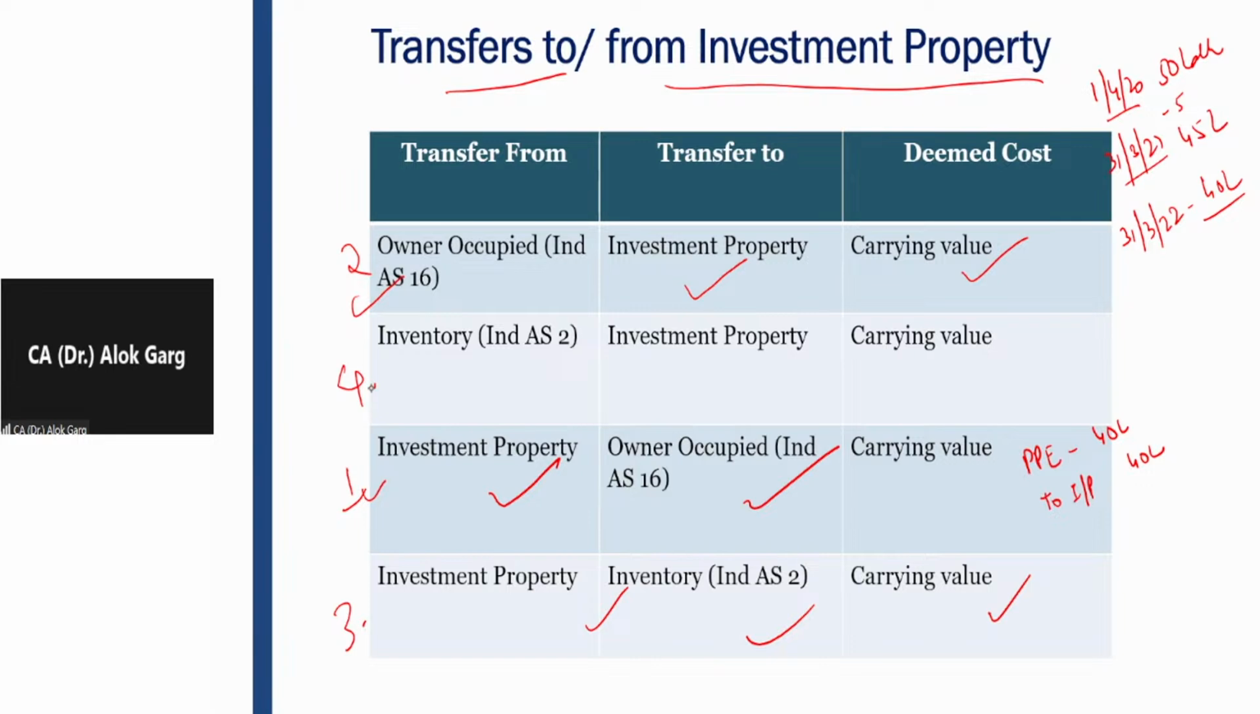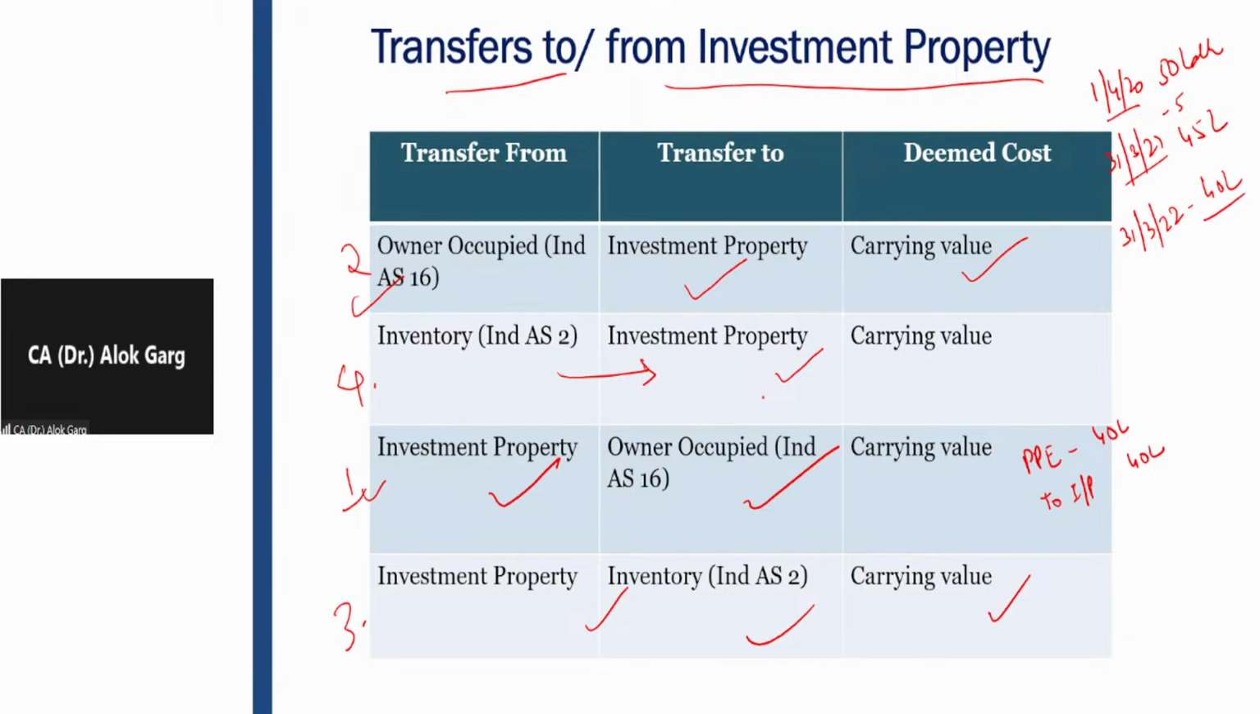Okay. So guys, earlier it was an inventory. Now when you are saying that I want to hold it for long-term purposes, or keep this asset for earning rental income, it will be shifted from inventory to IP, right? So when it is shifted from inventory to IP, now the question arises: what is the opening value of IP? The opening value of the IP is the closing value of the inventory.